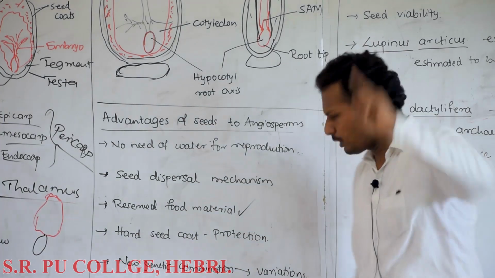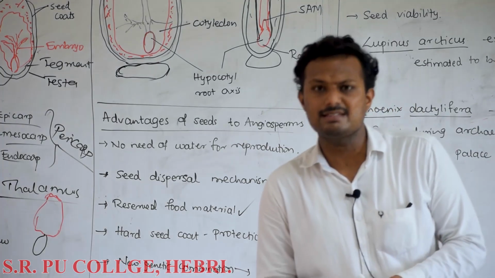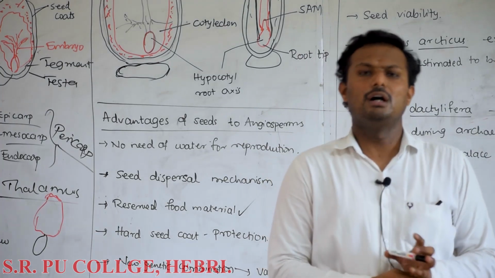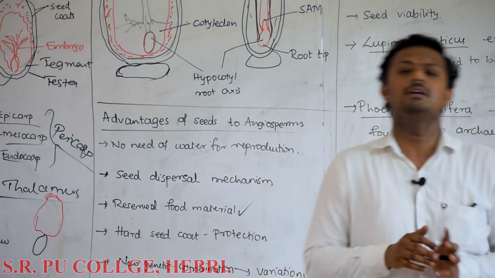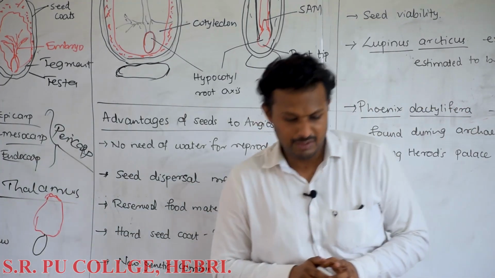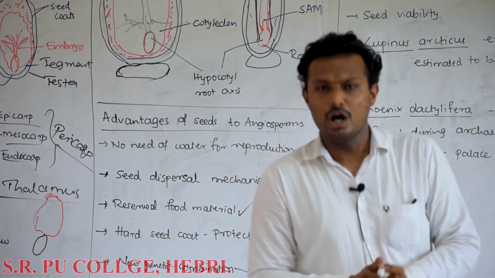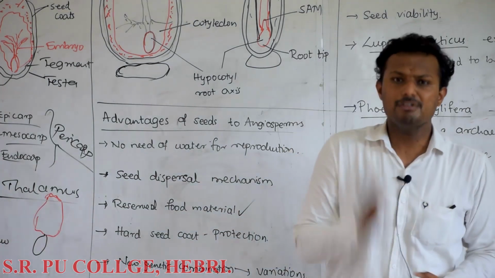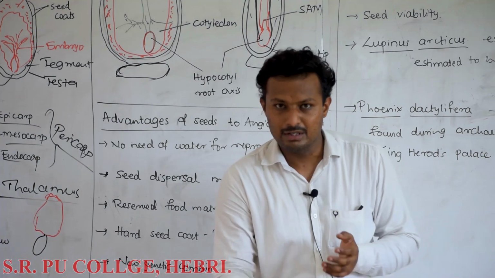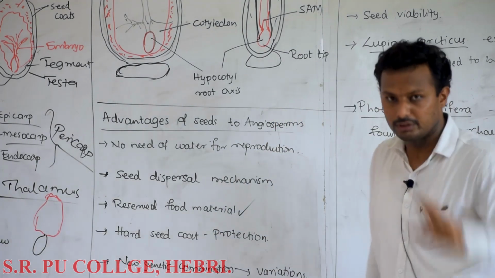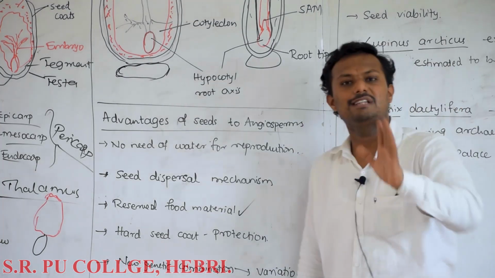And there is one more benefit, the hard seed coat, which will provide protection. You might have seen many seeds, such as the seeds of sapota. Sapota seeds are very hard. Or any seed, for example lemon seeds, or the seeds of mango, which are all very hard. You cannot destroy these seeds very easily because of the hard seed coat. The outer seed coat called testa is very hard and cannot be destroyed very easily.